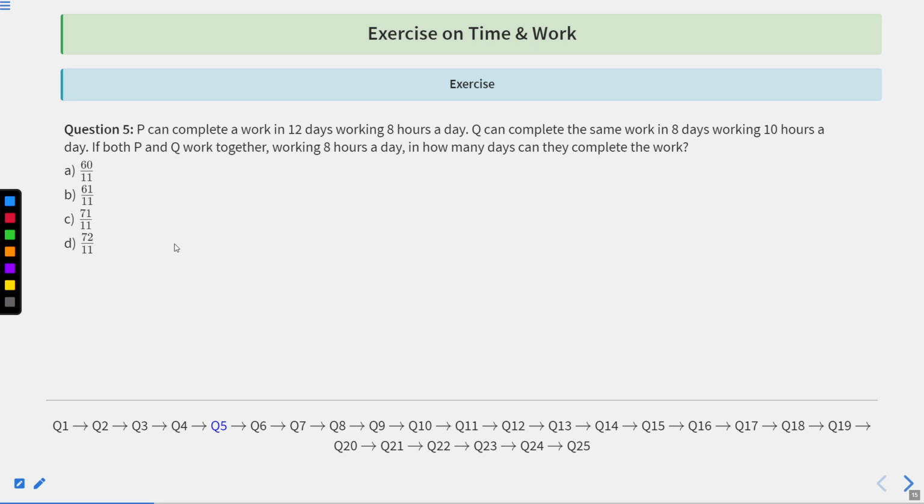Question number 5. P can complete a work in 12 days working 8 hours a day. Q can complete the same work in 8 days working 10 hours a day. If both P and Q work together working 8 hours a day, in how many days can they complete the work?